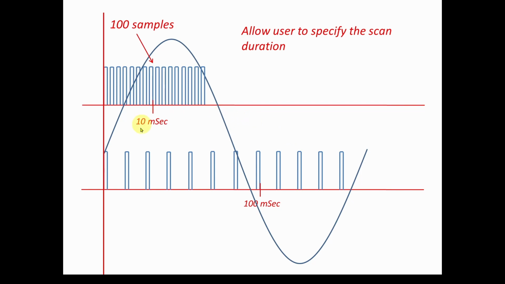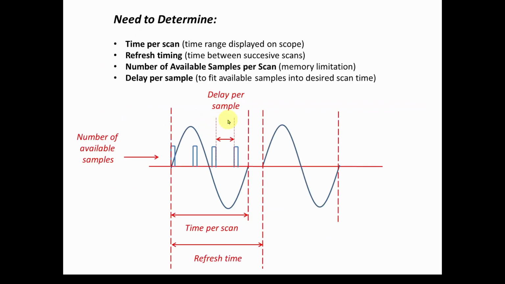What we're going to have to do is take each sample, then a delay, then the next sample, so that it fits into whatever time scan period the user wanted. So that's another thing we're going to have to think about. Here is kind of a diagram of what the scope is going to have to do, and some of the things we're going to have to determine.